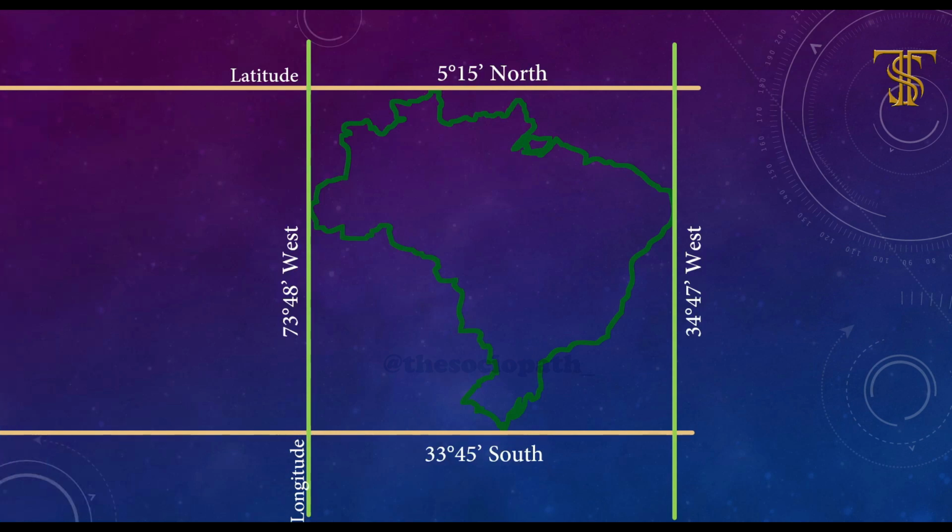Next we have Brazil. The latitudinal extent of Brazil will start from 5 degrees 15 minutes north to 33 degrees 45 minutes south. Now here we are taking north and south because a small part of Brazil lies in the northern hemisphere while major part of Brazil lies in the southern hemisphere. For the longitudinal extent, we will start from 34 degrees 47 minutes west to 73 degrees 48 minutes west. So this was the latitudinal and longitudinal extent of India and Brazil.